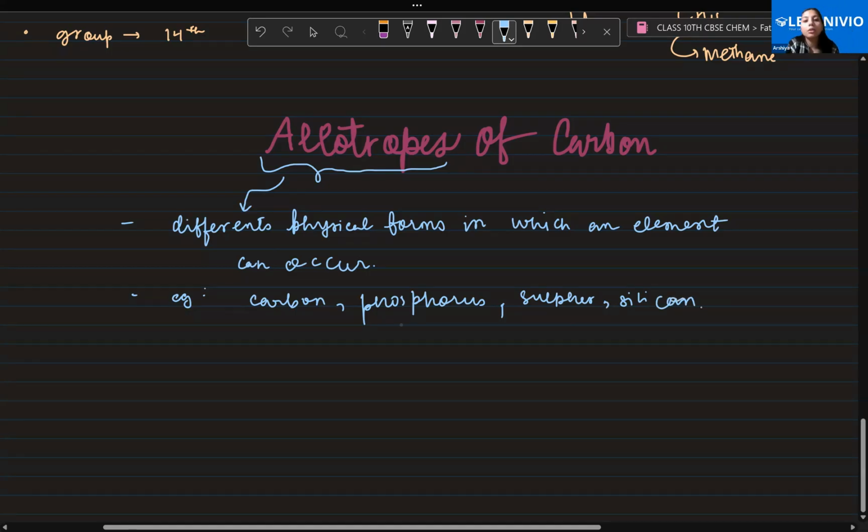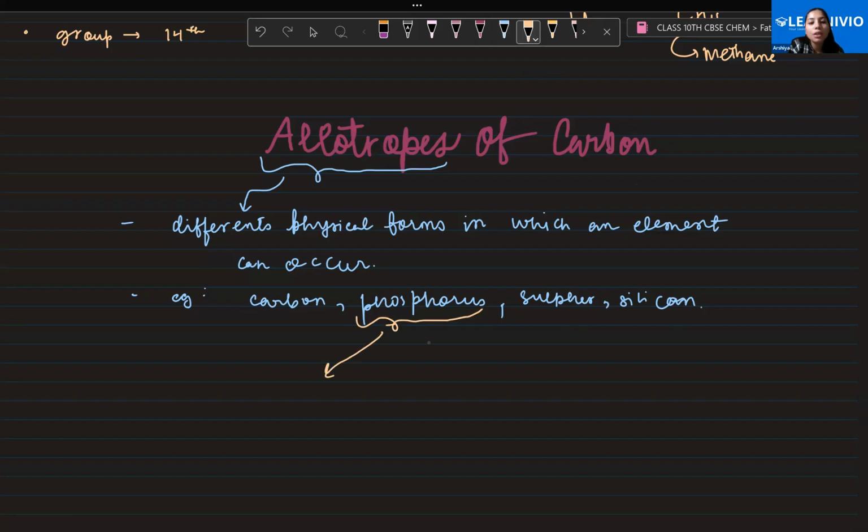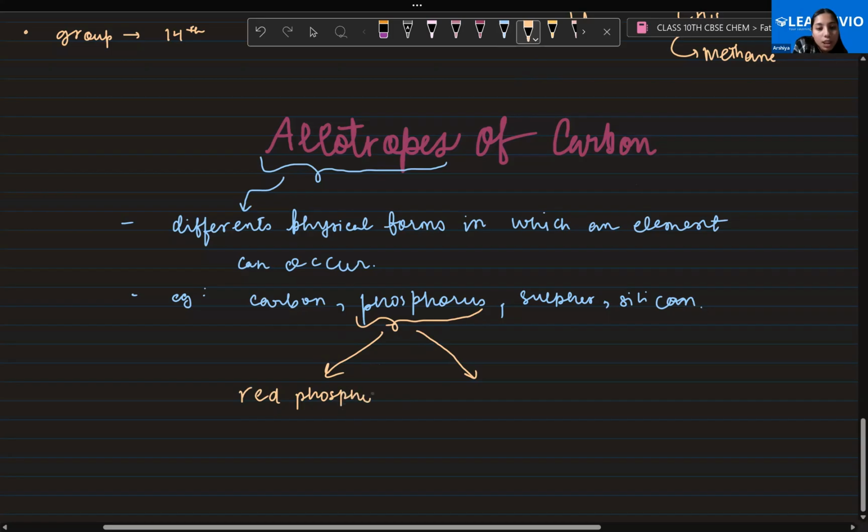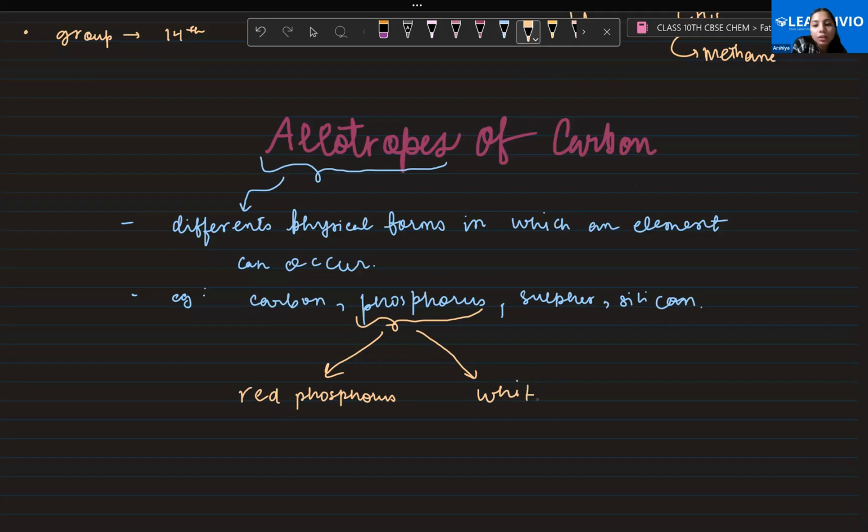Now, before going into the carbons, I'm going to tell a little bit about phosphorus. When we talk about allotropes, phosphorus exists in basically two forms. One is red phosphorus. It occurs as red phosphorus. I'll show you a picture also. Red phosphorus and white phosphorus. So they are different in color.